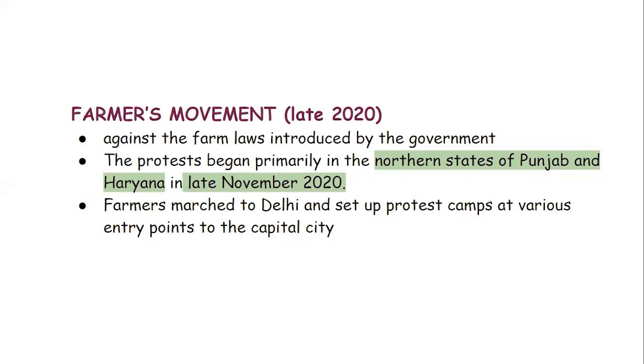The protest began primarily in the northern states of Punjab and Haryana in late November 2020. Tens of thousands of farmers, primarily from these northern states of Punjab and Haryana, and also farmers from other states, marched to Delhi and set up protest camps at various entry points to the capital city. The movement intensified in December 2020 and continued throughout early 2021, with farmers demanding the repeal of 3 agricultural laws.